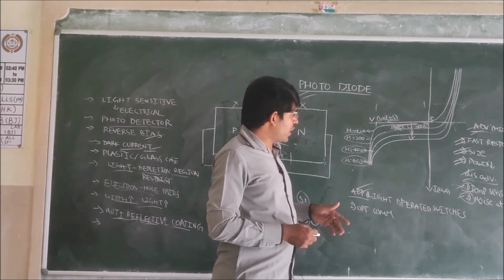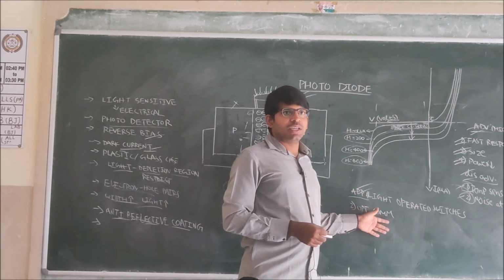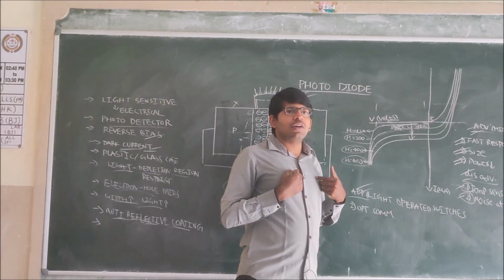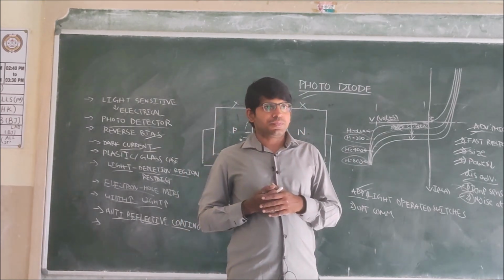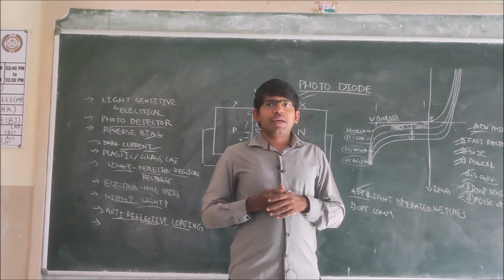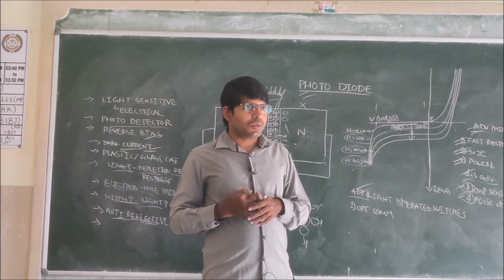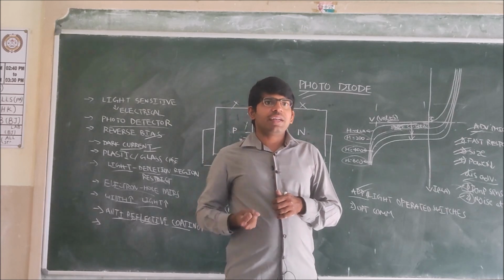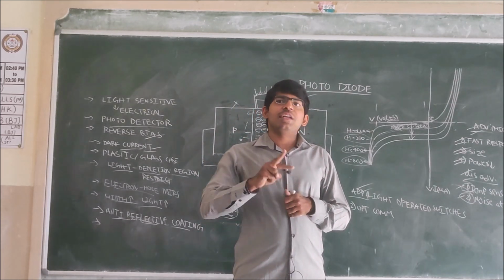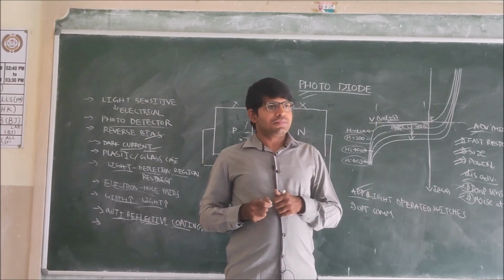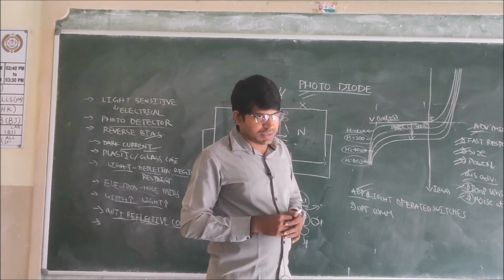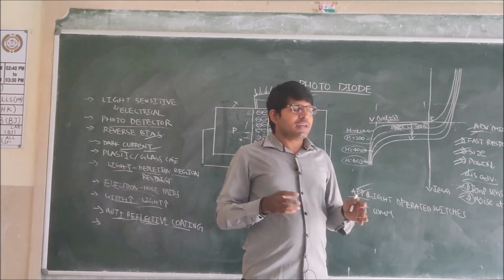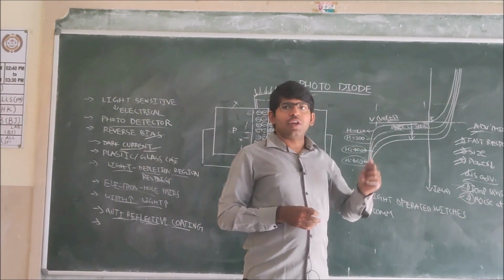Where do we use this photodiode? In optical communication, when we want to send our message in the form of light in fiber optic cables. At that time we require the photodiode to detect that light at the receiving end to convert it again into an electrical signal. And we use it in light operated switches. In light operated switches also, we are using this photodiode.